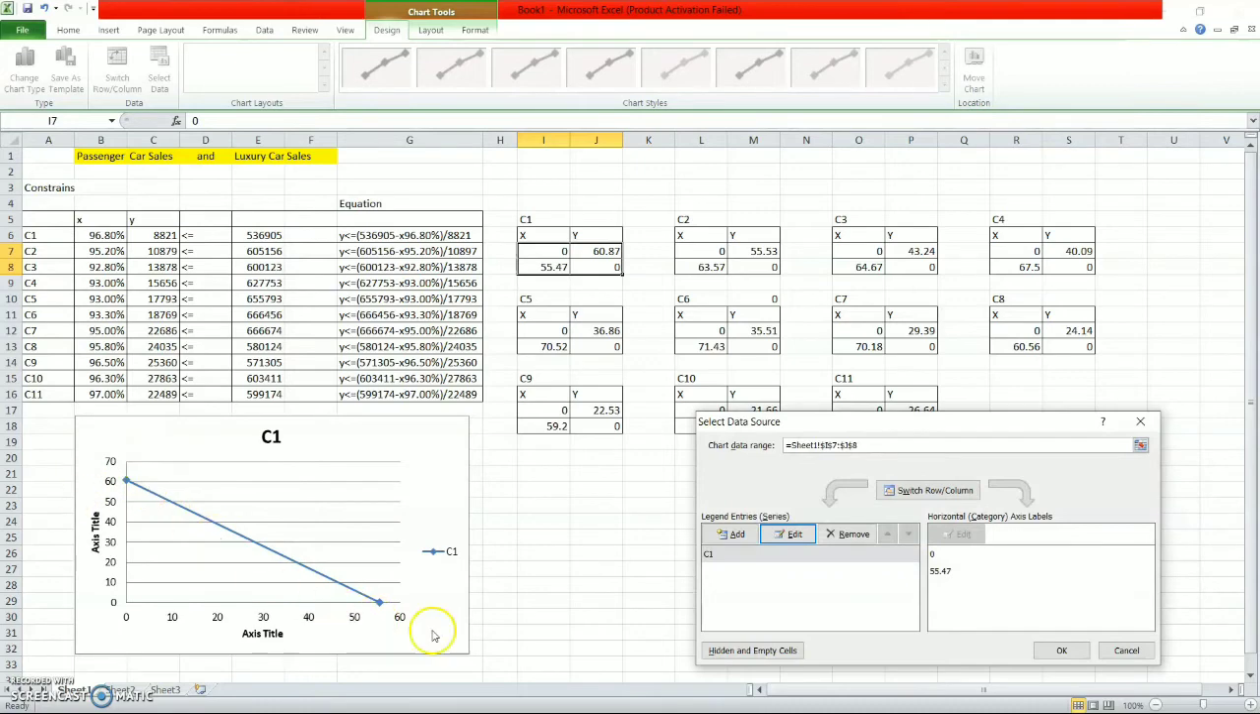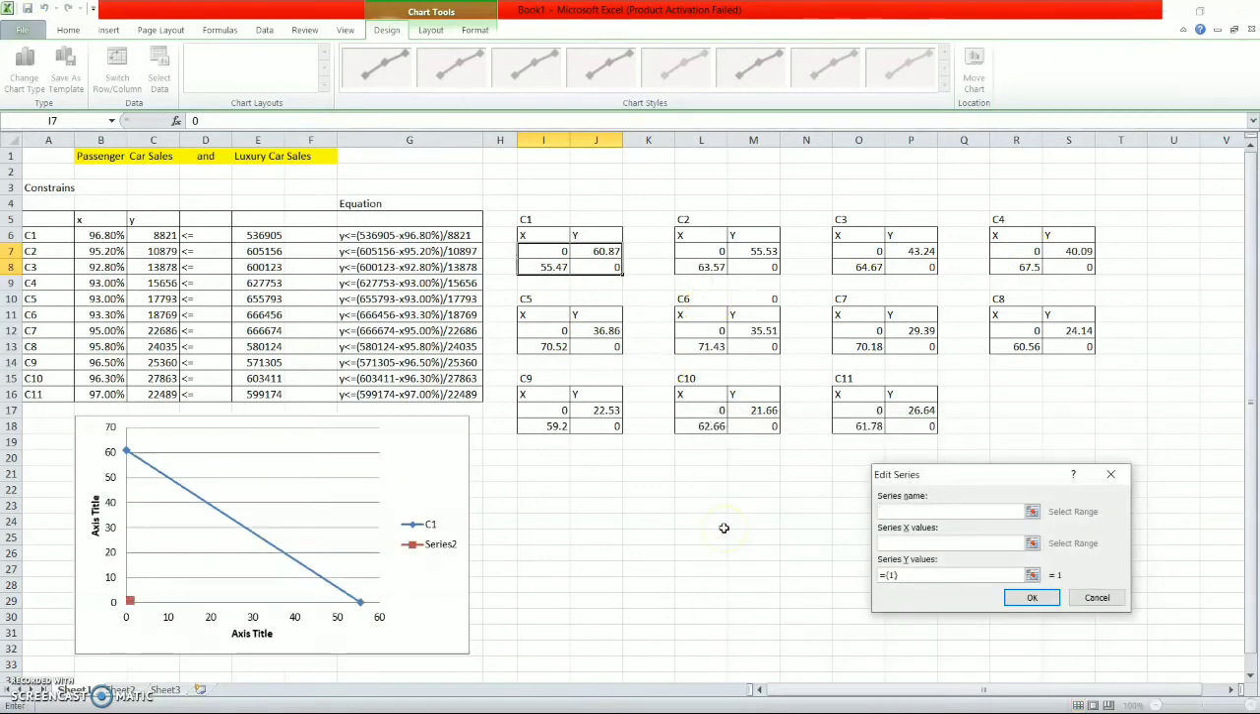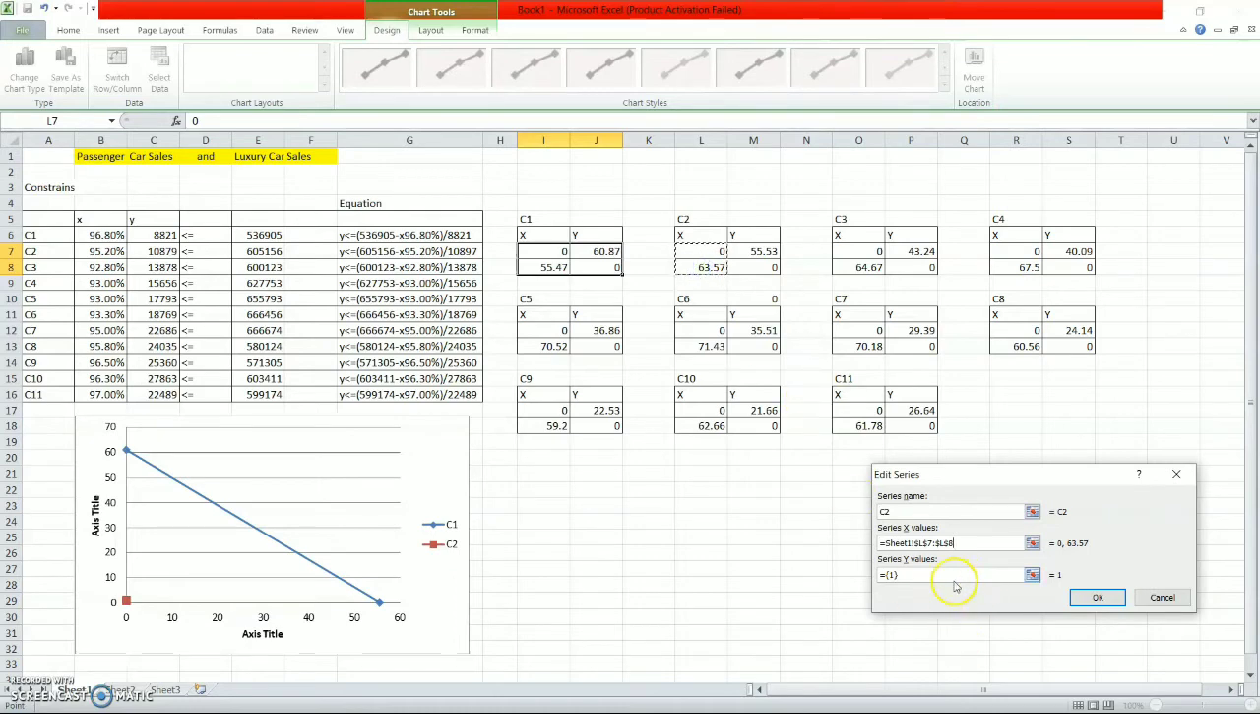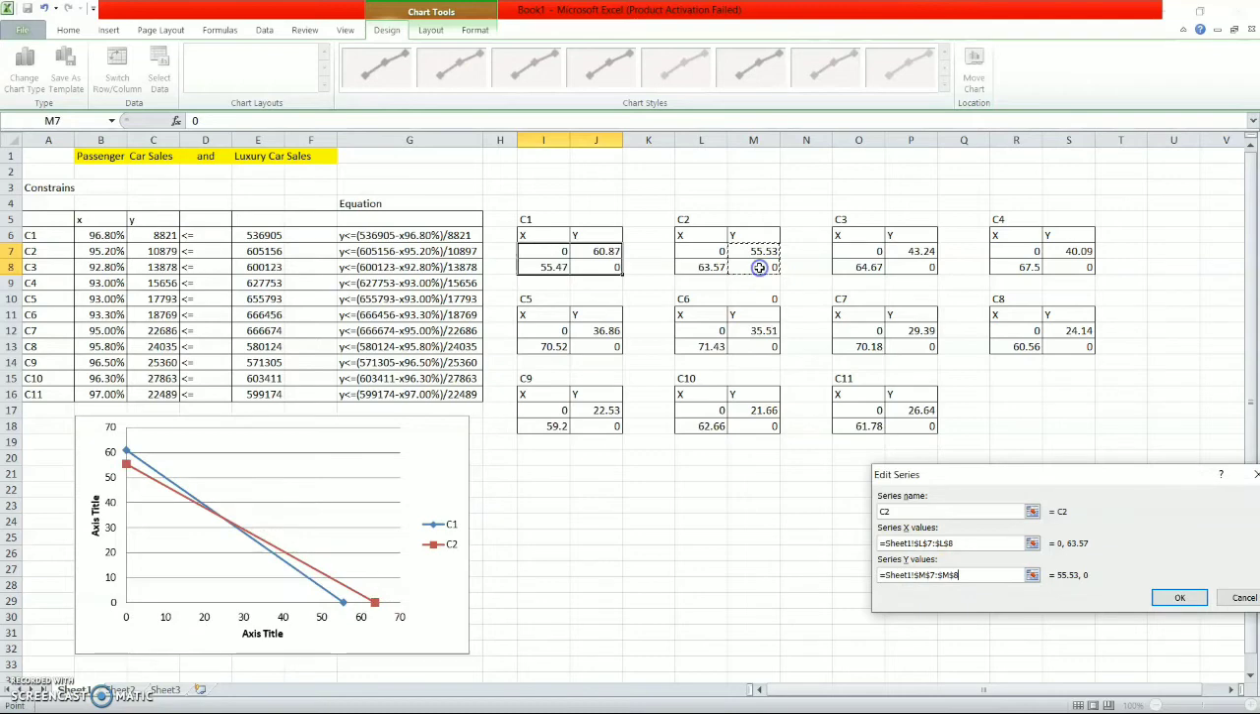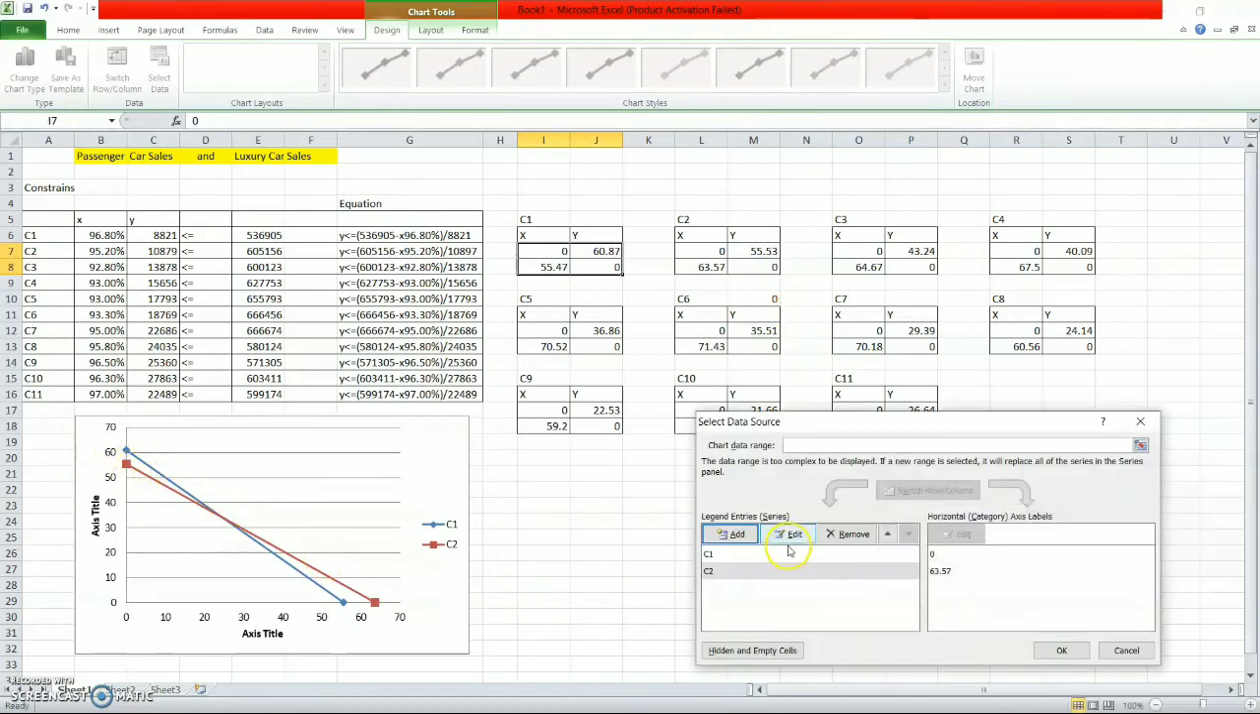Then we can see the C1 line pops up, and then we need to add these 10 other lines. So I need to add C2, with the series X values for the X values, and for the Y values. Here I can see C2 also pops up.